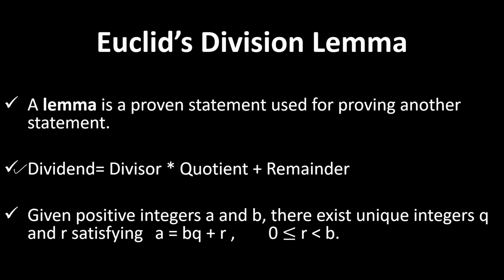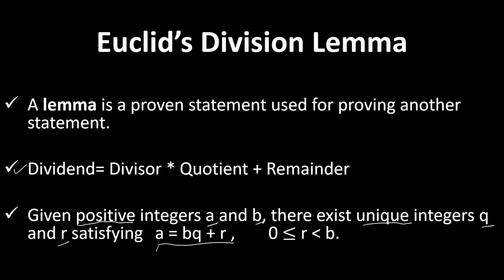What is it? Given positive integers A and B, remember, the integers have to be positive, there exist unique integers Q and R satisfying A equals BQ plus R.